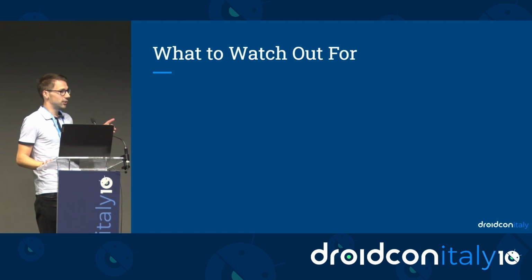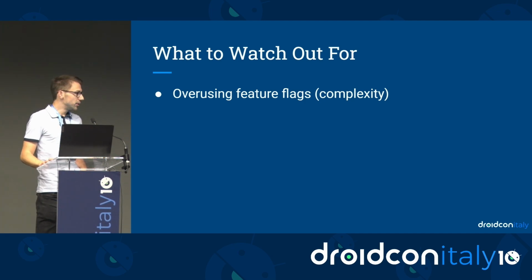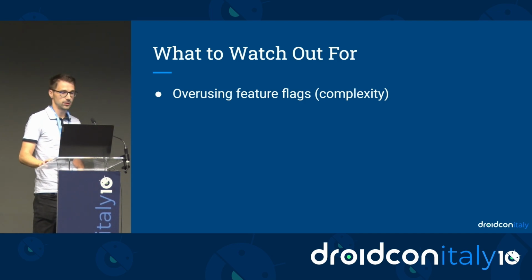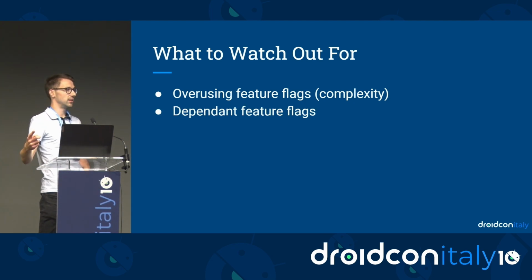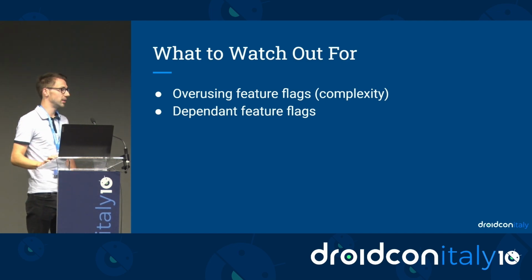Okay, so we talked about a lot of the benefits, but what are the drawbacks now? Or what to watch out for, basically. The first one is overusing feature flags. Each feature flag adds complexity to your code because there are more code paths to read, go through and understand. If you have too many, then it becomes hard to maintain. And it's especially hard when you have feature flags that are dependent on other feature flags, because then you have combinations of different things.